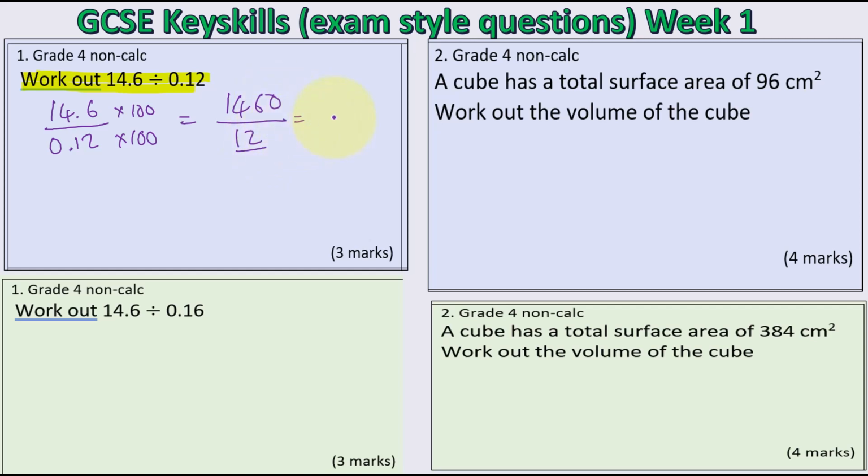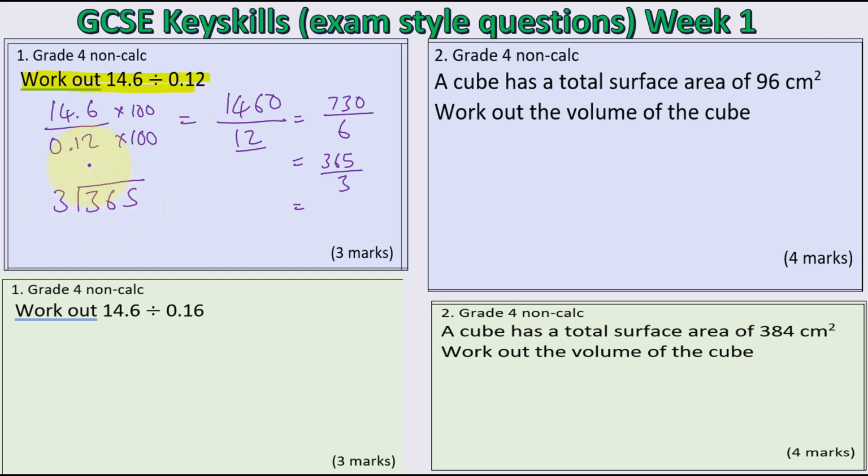So if I halve top and bottom, we get 730 divided by 6. Can we halve that again? Yes, we can, because they're both even numbers. So that's 365 divided by 3. So now we've got to do our bus stop. 3 into 365.